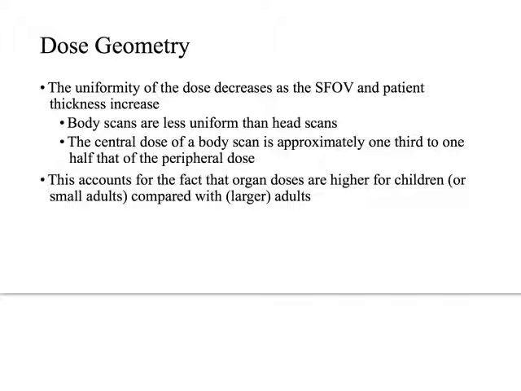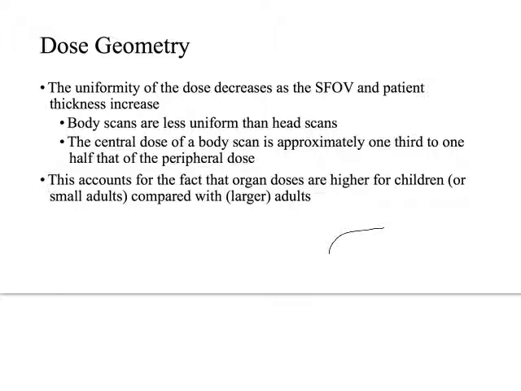So the way that this dose is distributed is going to become much stranger as we get a smaller field of view and a larger patient's body. Body scans are less uniform than head scans. That's probably the easiest way to remember this, is that body scans are less uniform than head scans. Why would that be the case? Well, if you think about the way a CT scanner thinks about a body, it looks kind of funny. It has an elliptical shape.